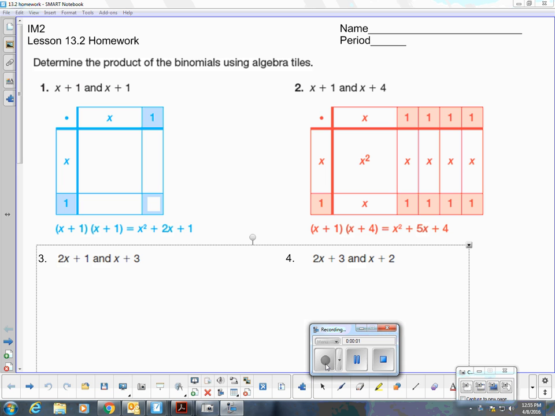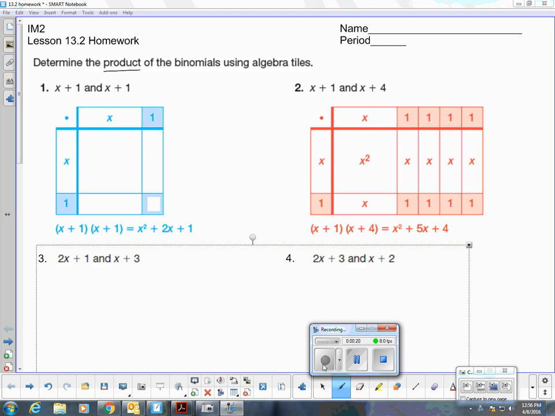Welcome to lesson 13.2, where 13.1 was adding and subtracting polynomials. 13.2 is about multiplying polynomials. And one of the ways that we know that is we see this word product. The word product means to multiply.